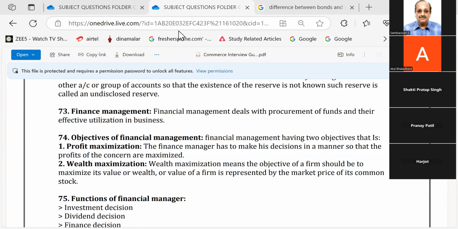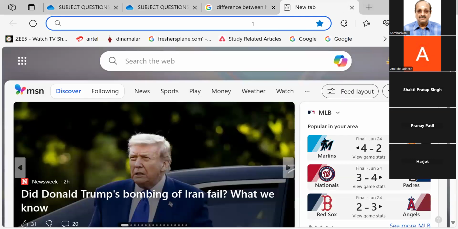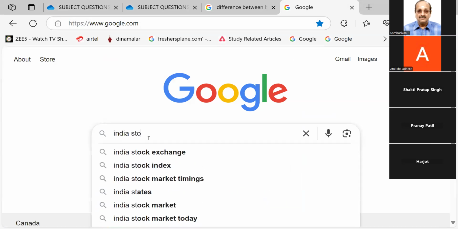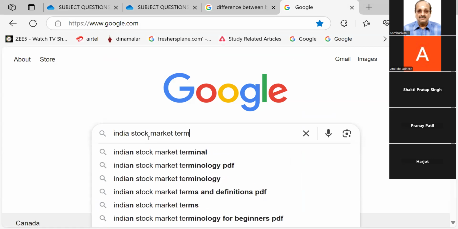They will ask you what are the factors you look into before buying a share. And not only that, I was coming to one important point. Such people who are interested in share capital, not only them, all others going for such interviews, candidates, you should go through this one: Indian stock market terminologies.